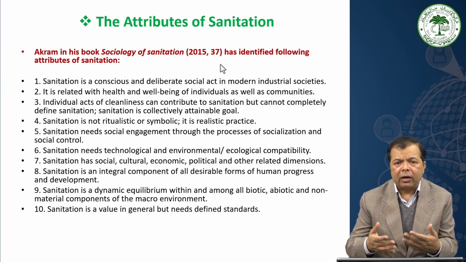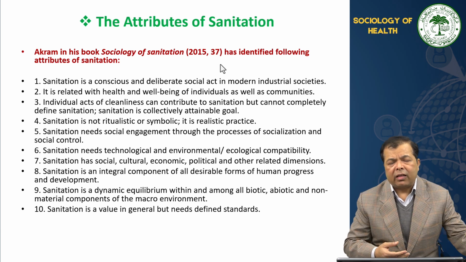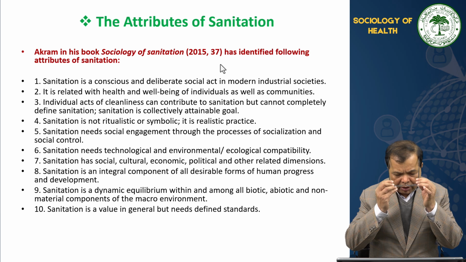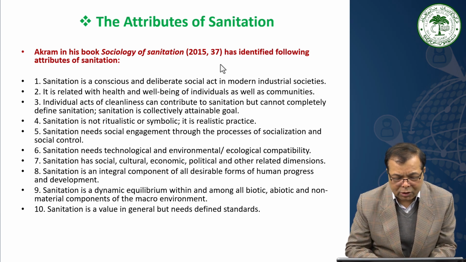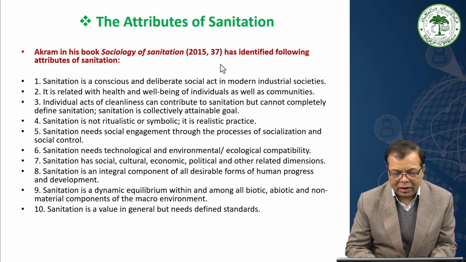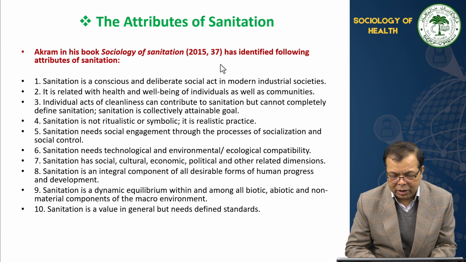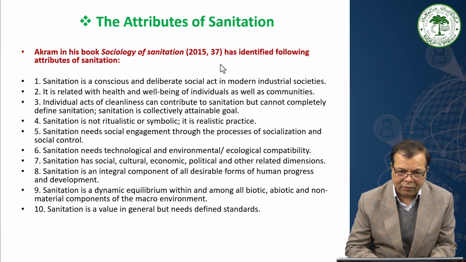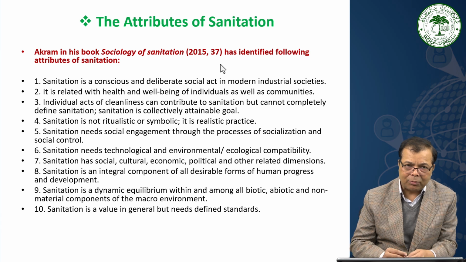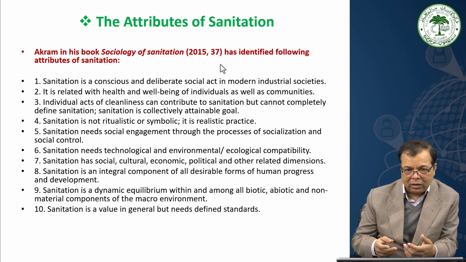So here Akram has made an attempt to identify some of the attributes of sanitation, so that we can understand sanitation and the behavior related to sanitation. We'll quickly talk about some of these things. Sanitation is a conscious and deliberate social act in a modern industrial society. So it's a conscious kind of behavior, it's a deliberate behavior. It is not something which may happen automatically, right?